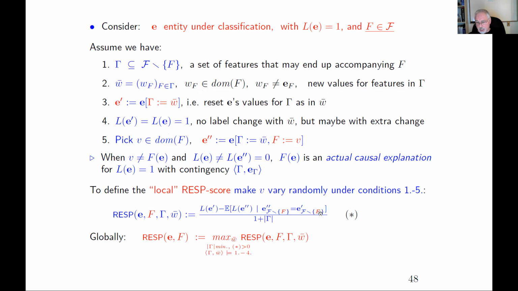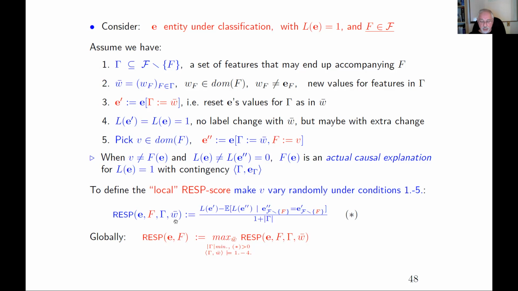This is very similar to the counter in the sense that we are basically allowing the values in F to be changed here, not the others. The only point that makes a difference with respect to the counter is that now we are considering for this F also a contingency set of features, and these W are the new values that are taken by the features in the contingency set. So we get what I call the local responsibility score when we consider all these possible contingency sets and possible assignments of values to the original values.